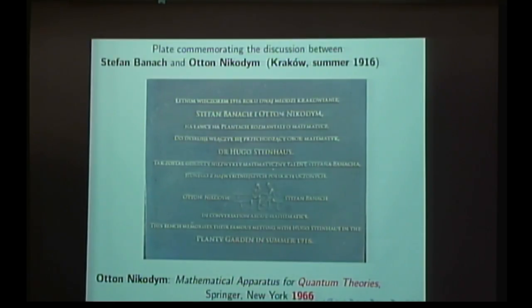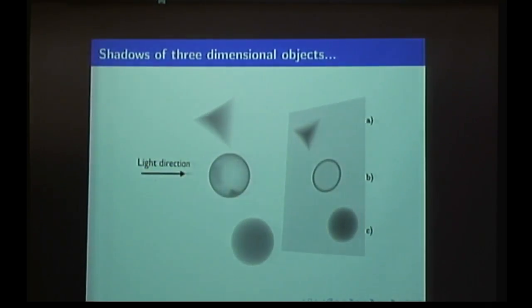But Otto Nikodym survived the war. He went to the US and continued his mathematical career. Later, in 1966, 50 years later, he wrote an interesting book, Mathematical Apparatus for Quantum Theories. So in a sense, quantum mechanics is also related to those people, and therefore I told you this story.